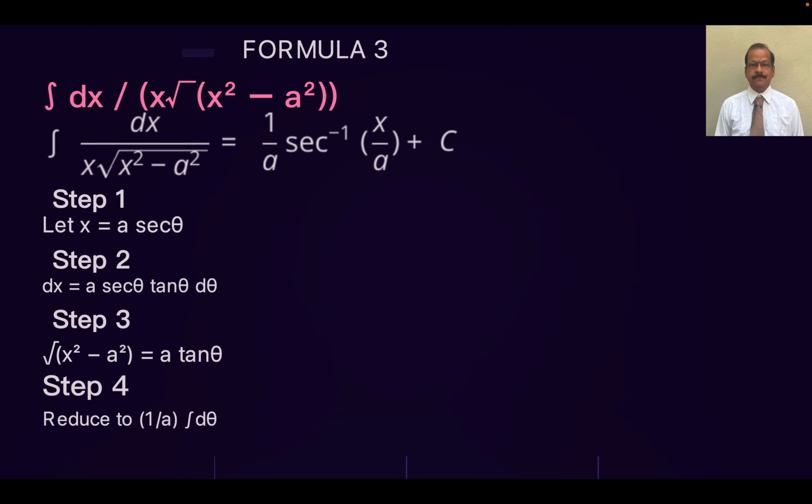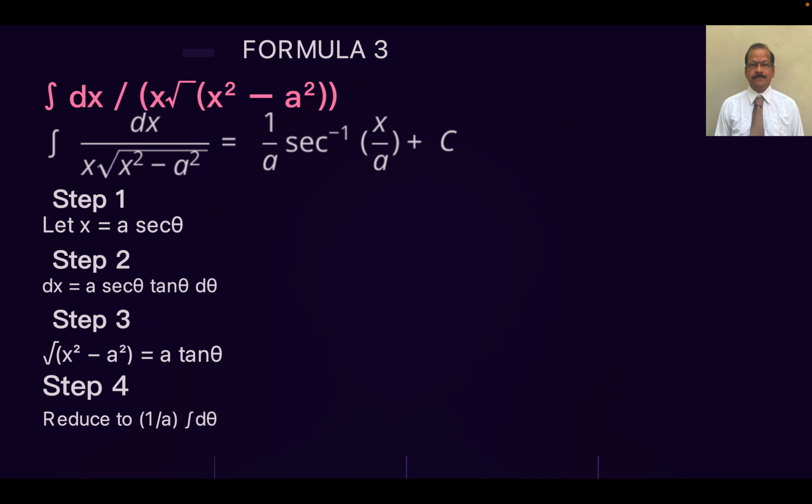So a secant theta into a tan theta is a square secant theta tan theta. In the numerator you have a secant theta tan theta. So 1 by a will remain in the denominator, that is taken out of the integration. You get 1 by a integral d theta. Integral d theta is nothing but theta. Therefore 1 by a theta. Therefore having taken x equal to a secant theta, theta will become secant inverse x by a.